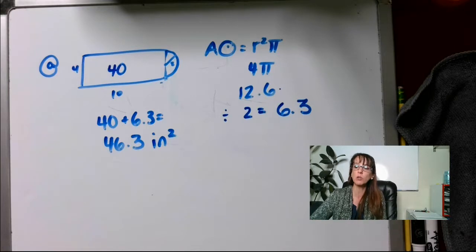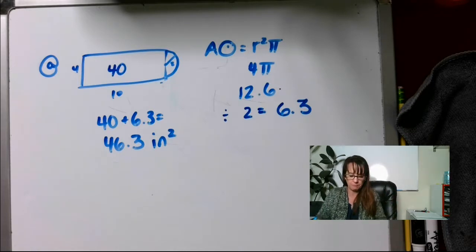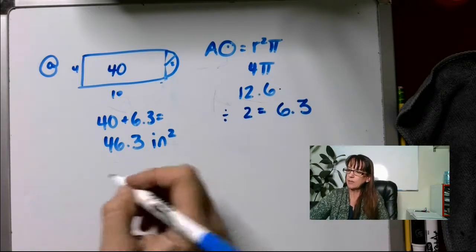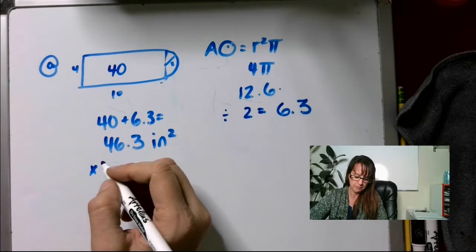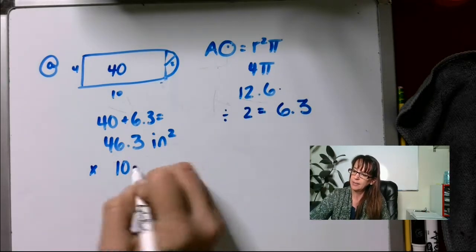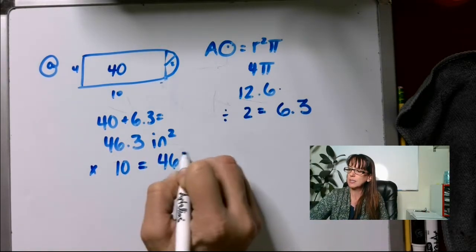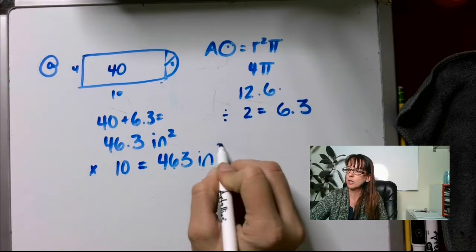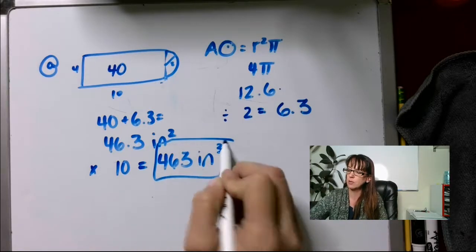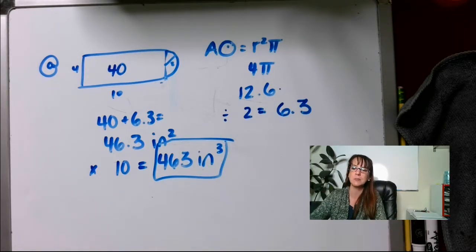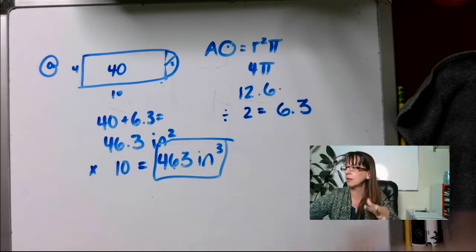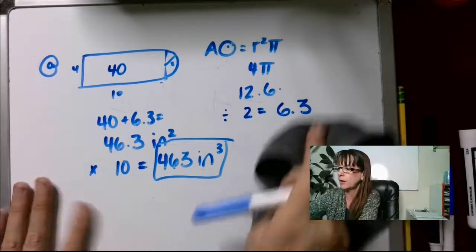So guys, it's really important that you show your work on this, because if you get the area of the base right and then just mess up on the height, I can see where you're going wrong. Now we have to multiply it by the height, which is 10, equals 463 inches cubed. That should be your answer, 463 inches cubed. If you're off by a couple of digits because of decimal rounding, that's totally fine. I just want you to be within that ballpark.